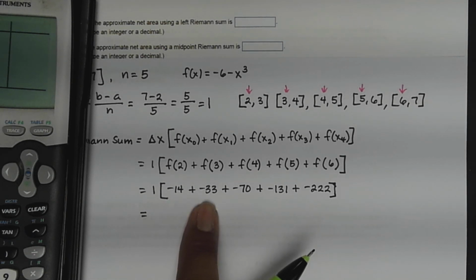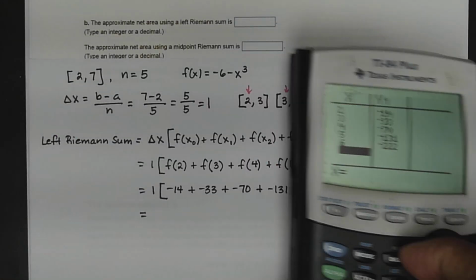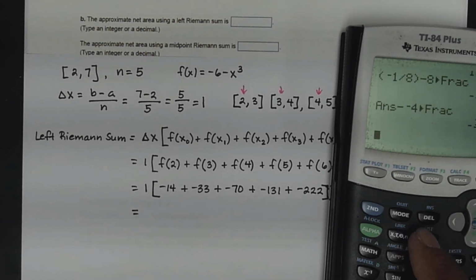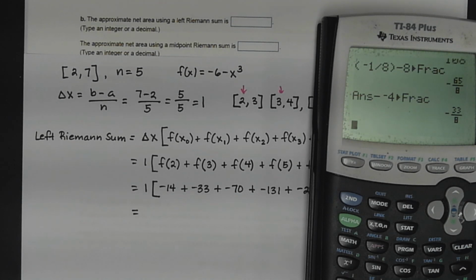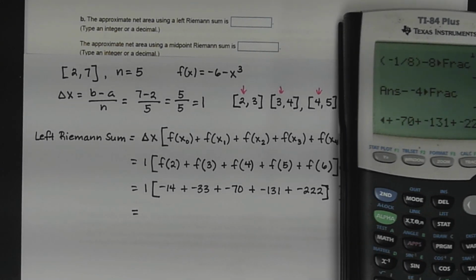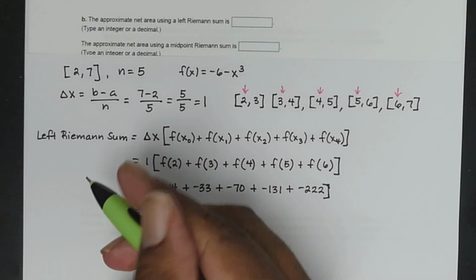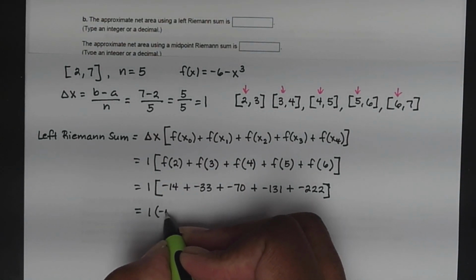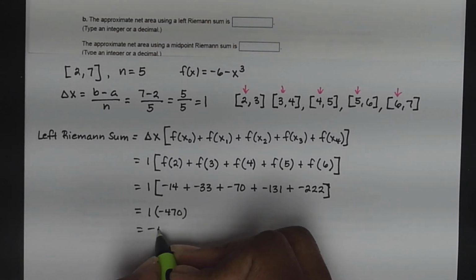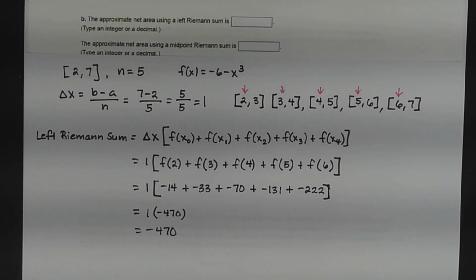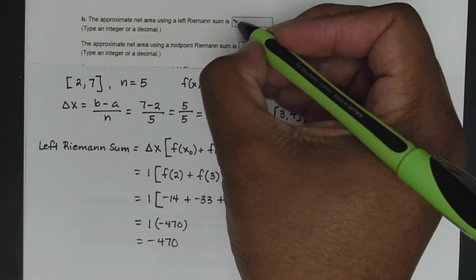Okay, now I'm going to add these numbers together. I'm going to do second mode to get out of this. If I do negative 14 plus negative 33 plus negative 70 plus negative 131 plus negative 222, hit enter, I'll get negative 470. So now my delta x is still 1 times negative 470, which ends up being negative 470. So my approximate net area using the left Riemann sum would be negative 470.